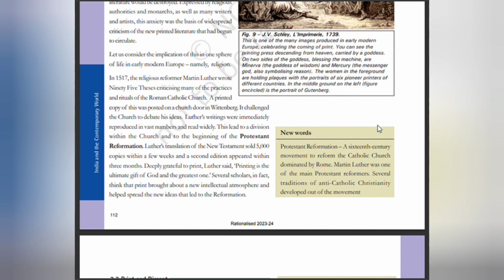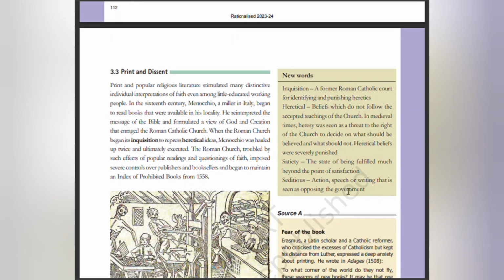Protestant Reformation: a 16th century movement to reform the Catholic Church dominated by Rome. Martin Luther was one of the main Protestant reformers. Several traditions of anti-Catholic Christianity developed out of this movement.